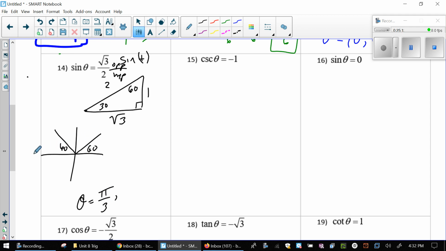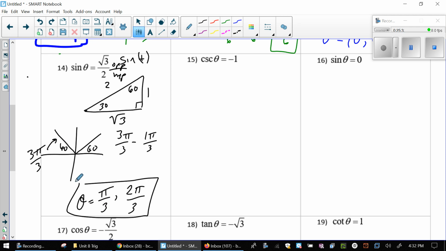Okay. Now, if I'm going to work my way back to this one, I'm going to go to pi, which is just getting that common denominator. 1 pi is 3 over 3 pi. And I'm going to subtract that pi, 1 pi over 3. So it's 3 pi over 3 minus 1 pi over 3. And that gives us 2 pi over 3. So there we are, first quadrants and second quadrants. All right. Let's see. Let's do 16.